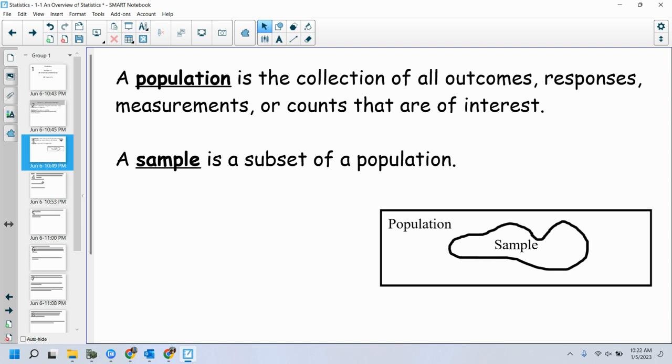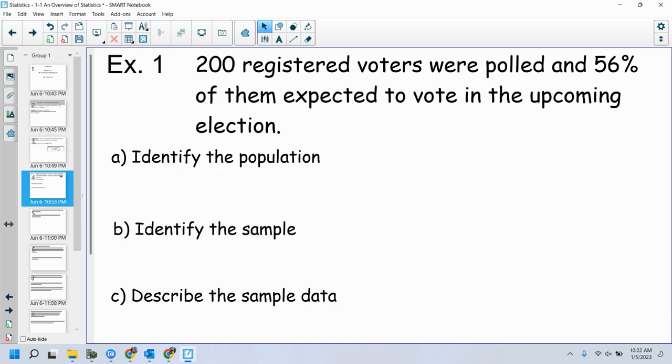So let's identify population and samples. 200 registered voters were polled, and 56% of them expected to vote in the upcoming election. Identify the population, identify the sample, and describe the sample data. Okay, so what is the population here? Let's read that one more time. 200 registered voters were polled, and 56% of them expected to vote in the upcoming election. What is the population?